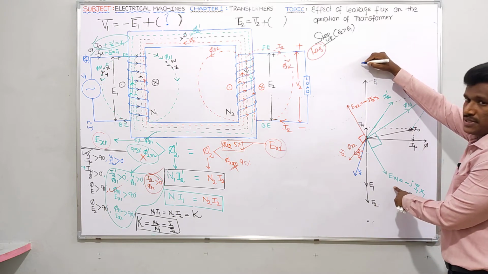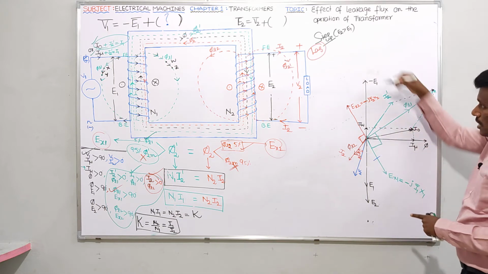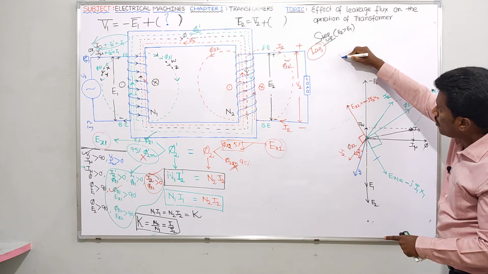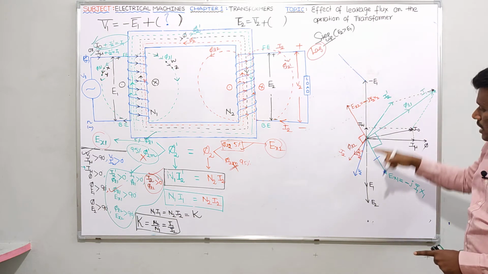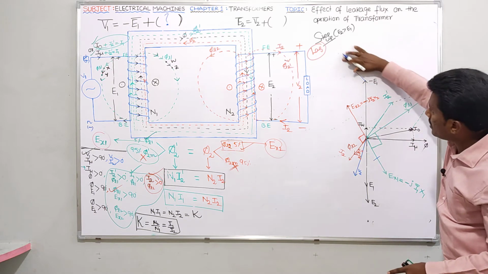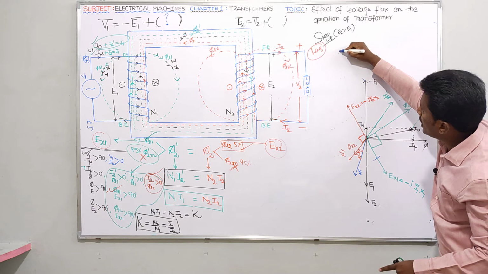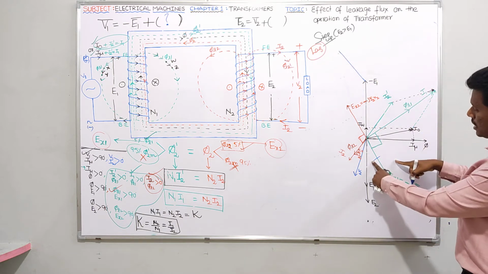Now for that, what I am saying is, Ex1 is in this direction, like this, downward. If I induce something out of phase with Ex1, please try to follow. If I induce some EMF making 180 degrees with your Ex1, see, it is like this.